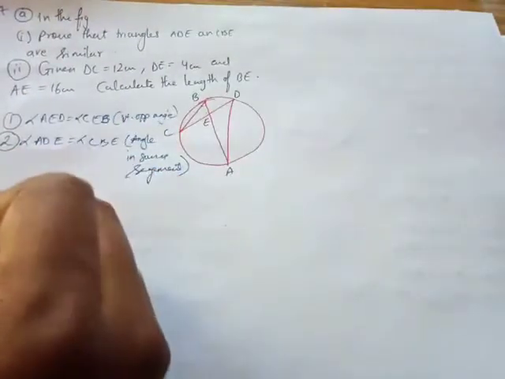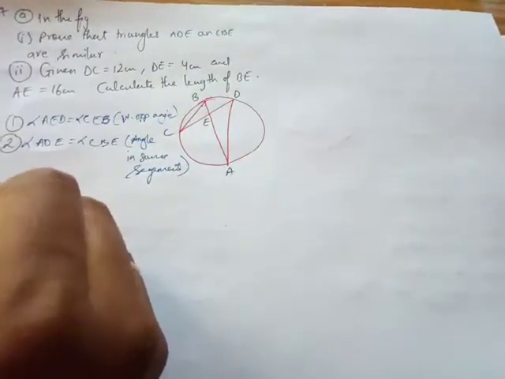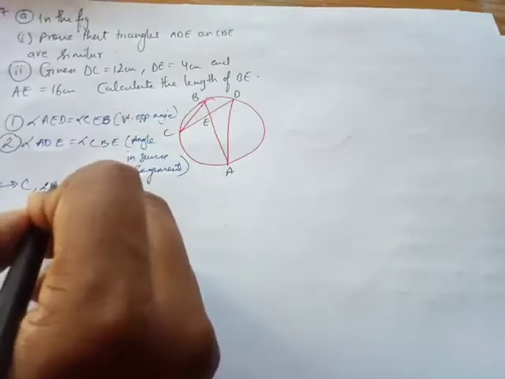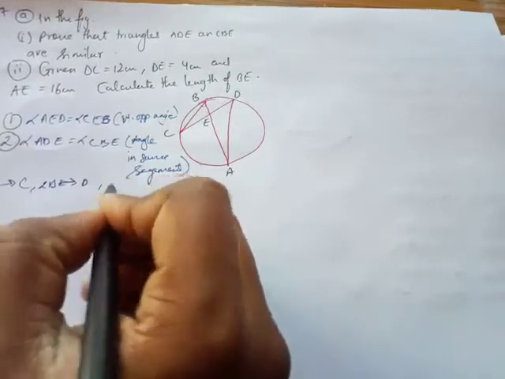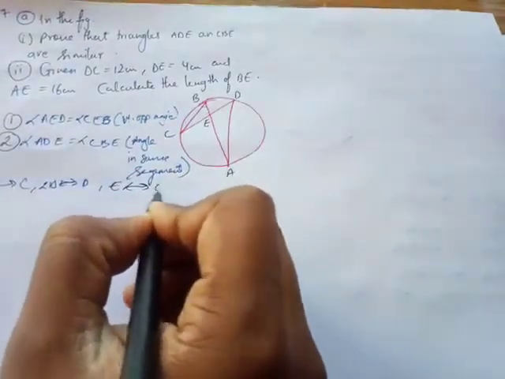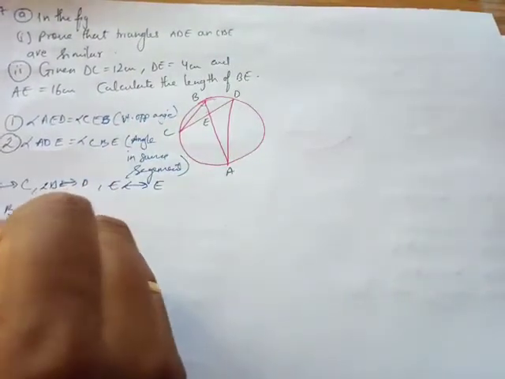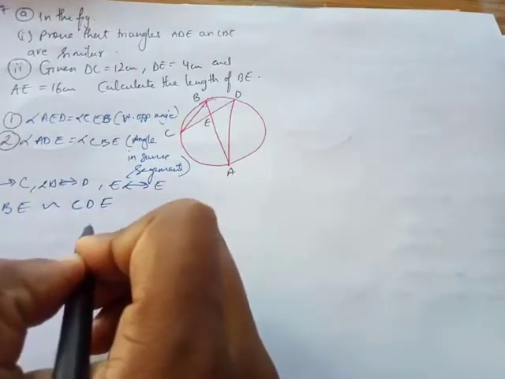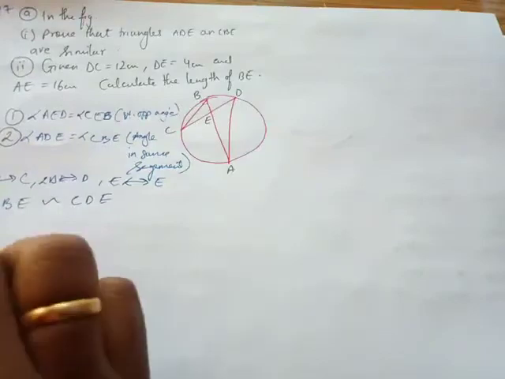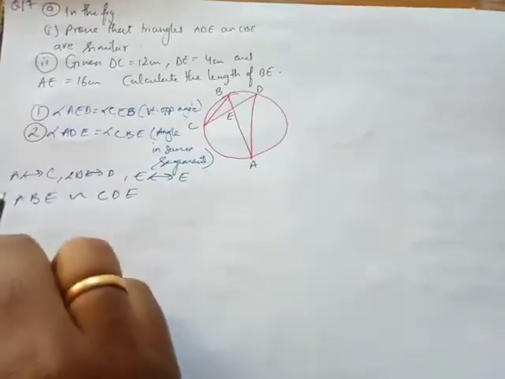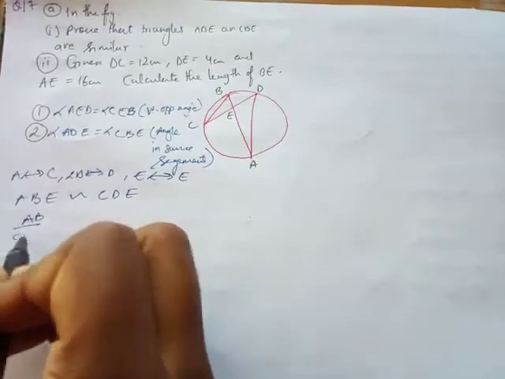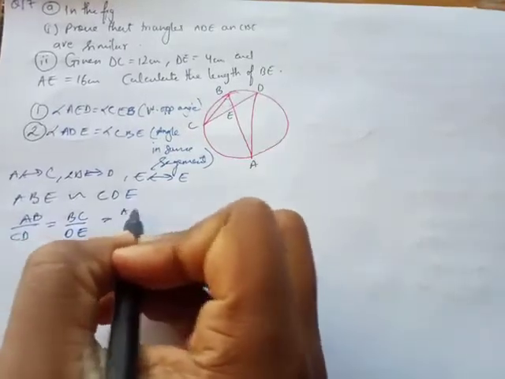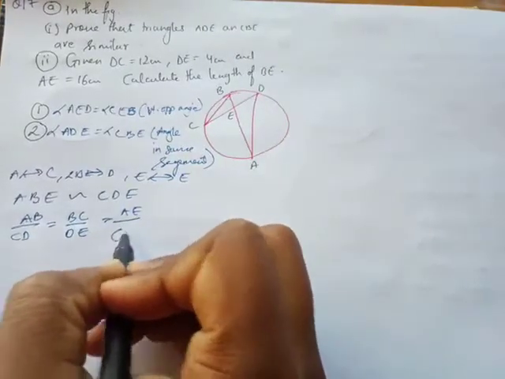So I can show that angle A is equal to angle C, angle B is similar to angle D, and angle E is similar to angle E. So what can I write? That ABE is similar to triangle CDE. Is that okay? So I have proved the two triangles are similar. After proving both the triangles are similar, what I can do is I can put them AB upon CD is equals to BE upon DE equals to AE upon CE.